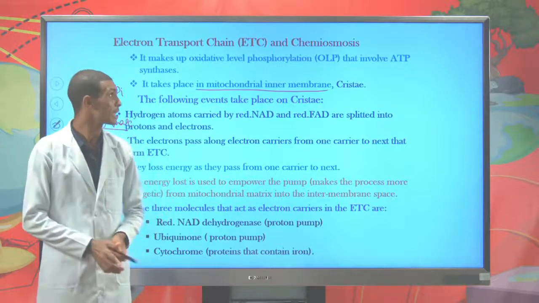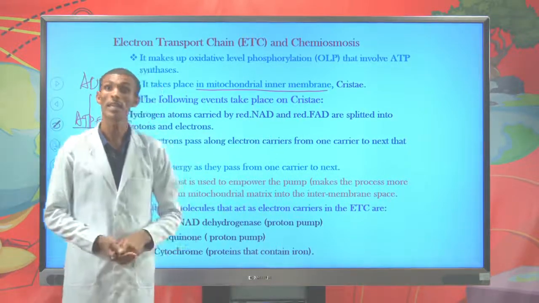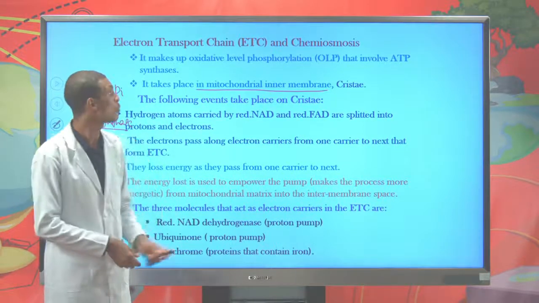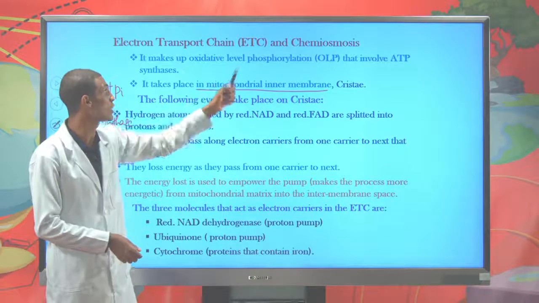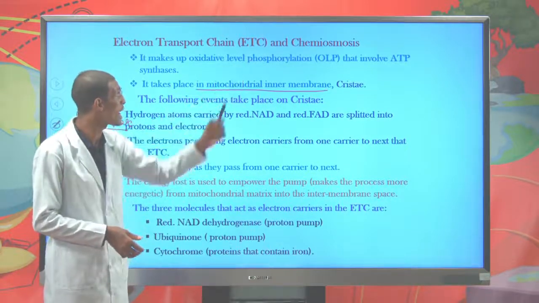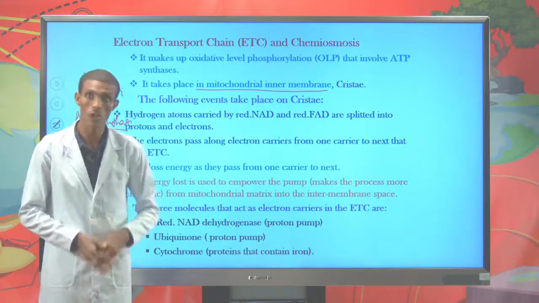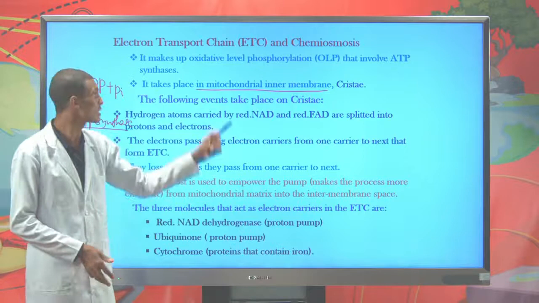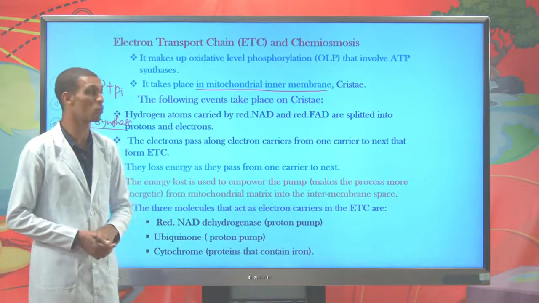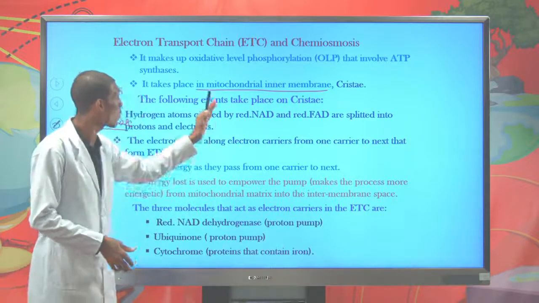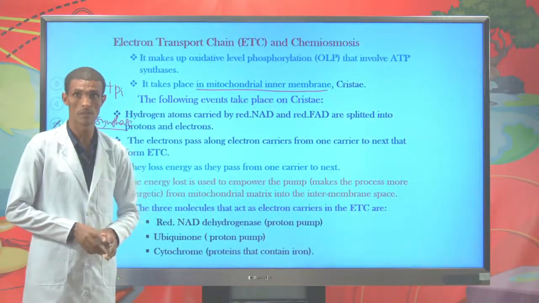Very good. The crista is very important in increasing the surface area of the mitochondrial inner membrane to produce a great deal of ATP during this process. A great deal of ATP is produced by oxidative level phosphorylation because of the surface area of the crista, which increases the surface area of the mitochondrial inner membrane.